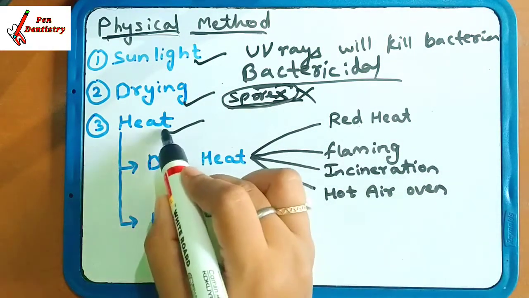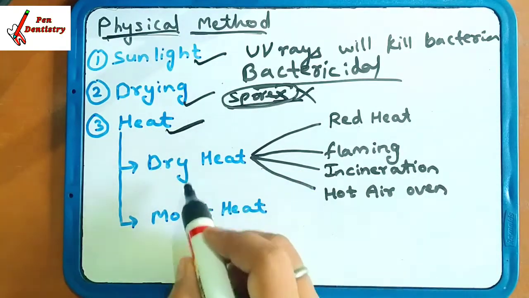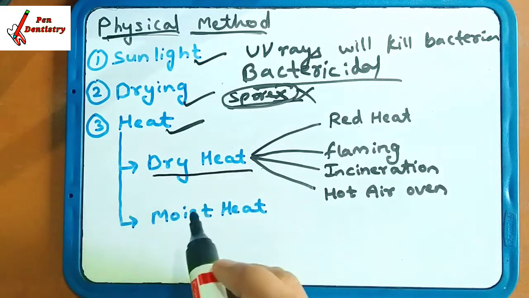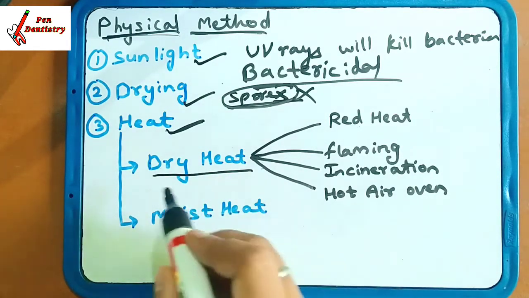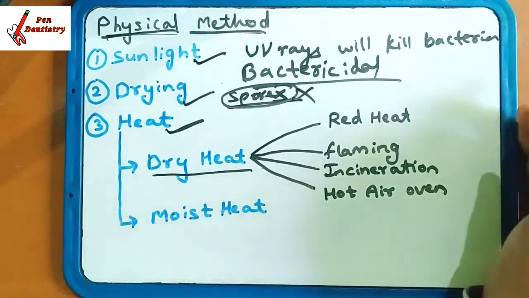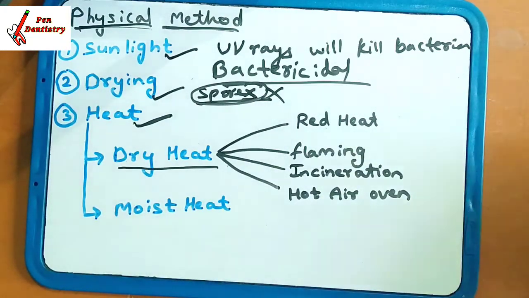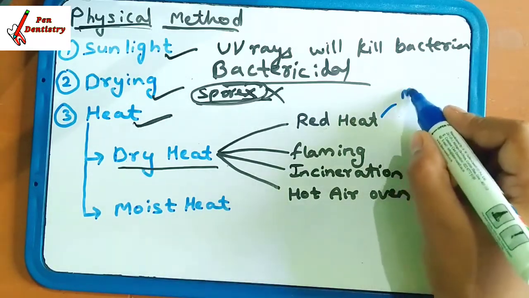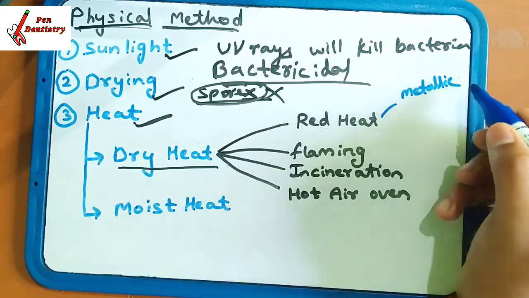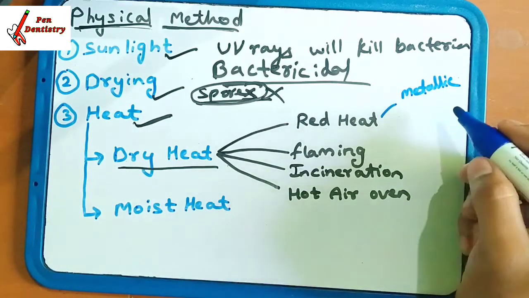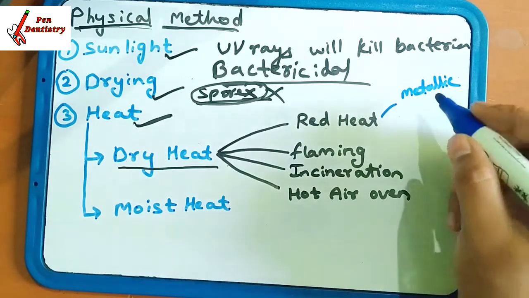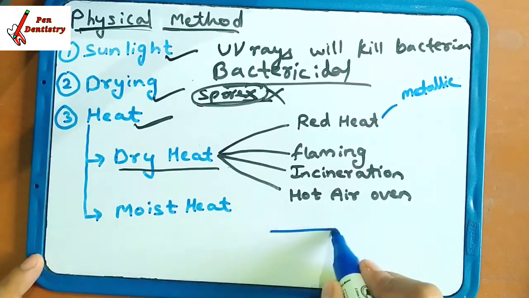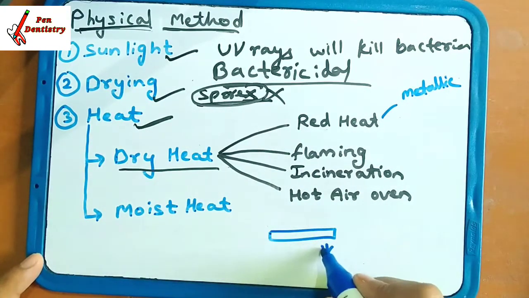In heat there are two types: dry heat and moist heat. Dry heat is without using water or water vapor, steam. In dry heating, first is red heat. What is red heat? It is used for sterilization of metallic instruments which we use in dentistry. A rod is held and heated in the burner until it becomes red.